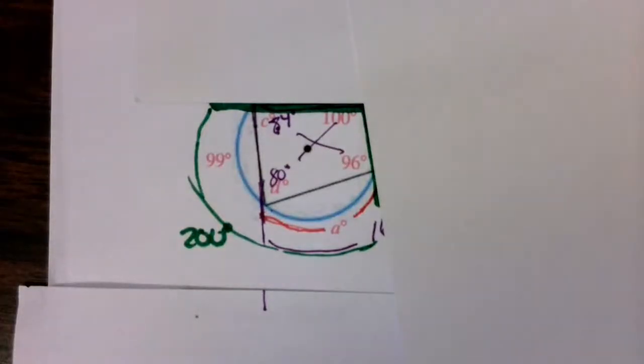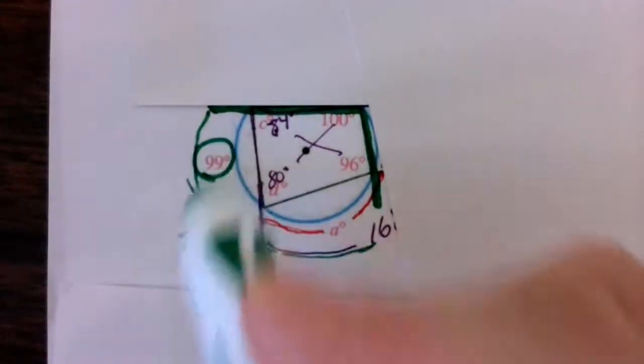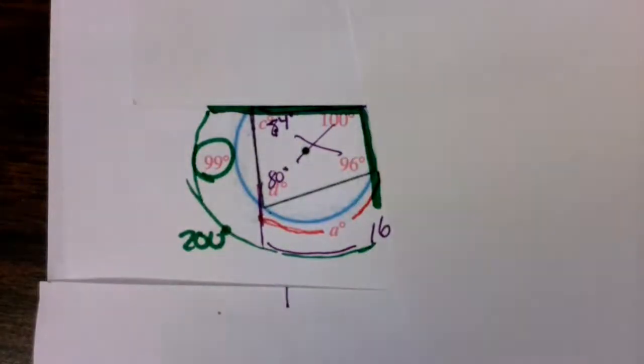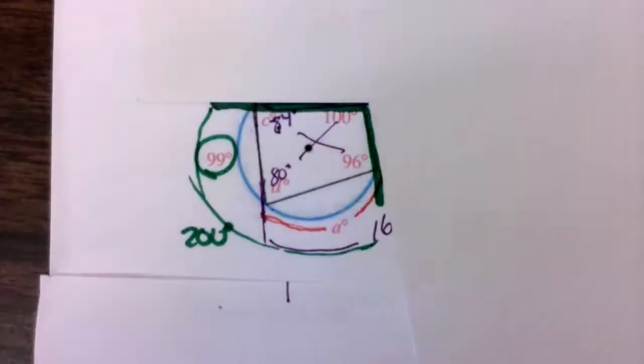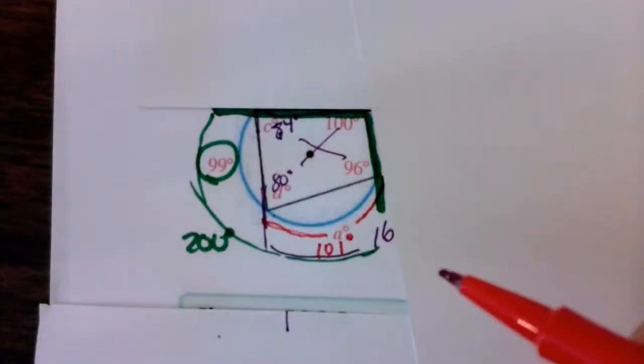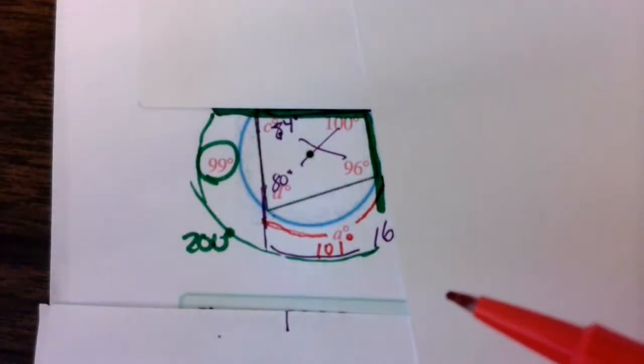So how does that help? Well, think about it. If that's 200 degrees, and we know this part's 99 right here, well, 200 minus 99 is 101, and the remaining part of that is A. So I actually just figured out that A is 101 degrees. See how I got that? 101 plus 99 equals 200.